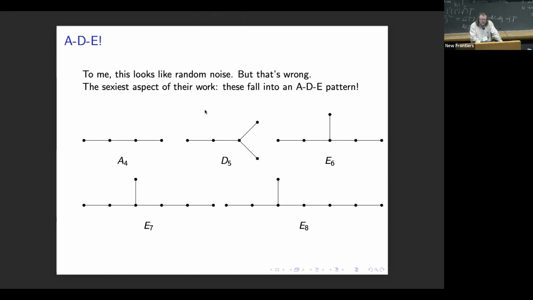So this is what ADE means. It means the simply laced Lie algebras. So here are some of the things that fall in the ADE pattern.